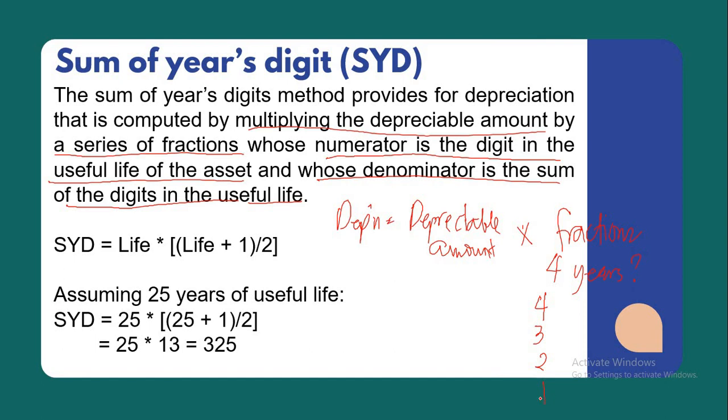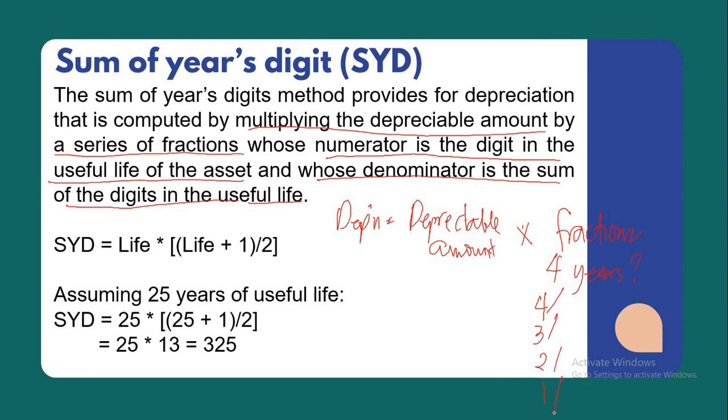If it is 10 years, then the numerators of your fractions, 10 fractions, since it is 10 years, would be 10, 9, 8, 7, 6, 5, 4, 3, 2, 1. So that is its sequence. Now, what is the denominator of these?